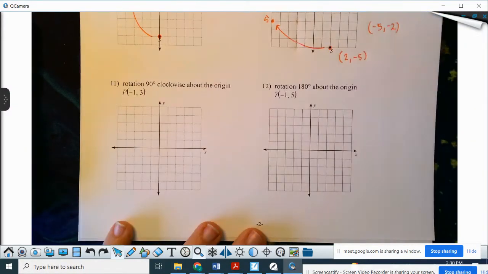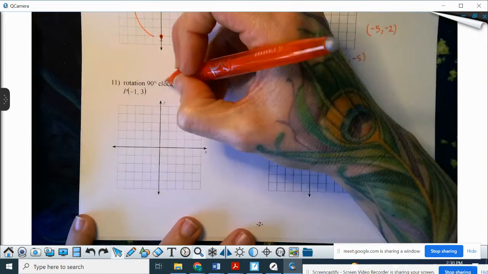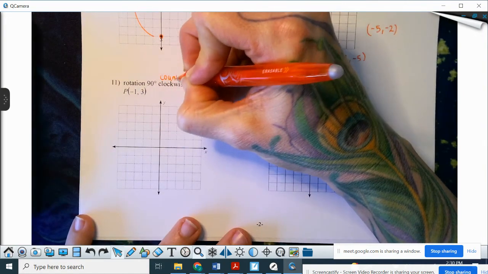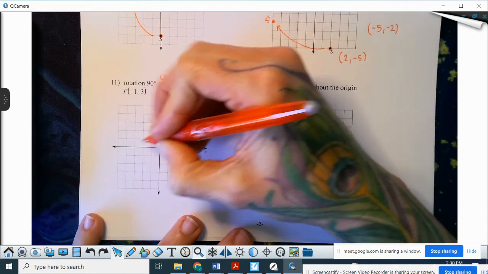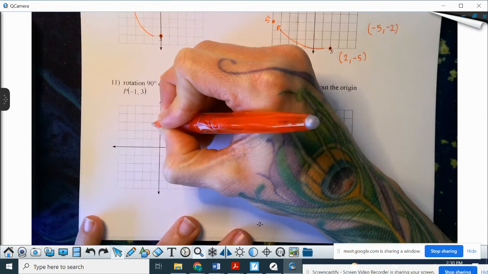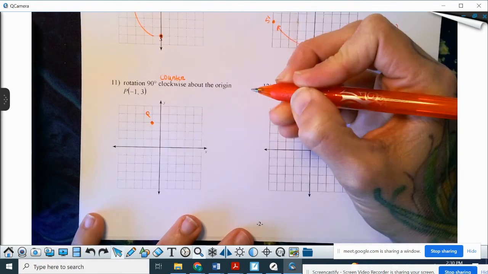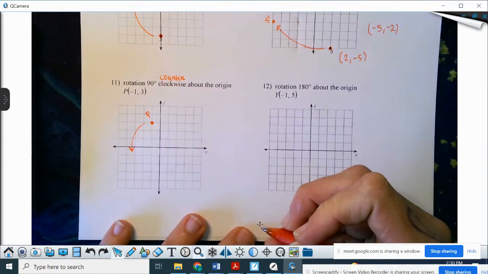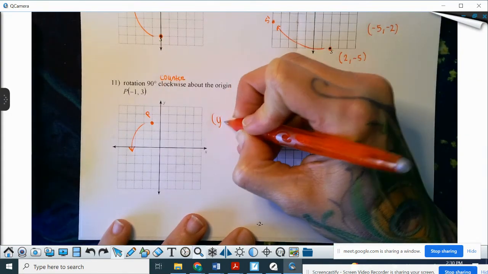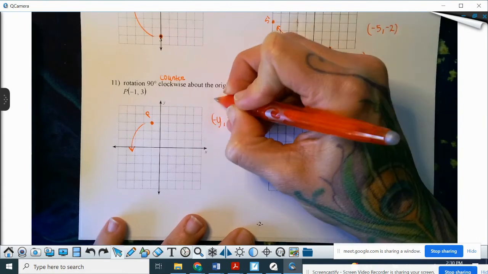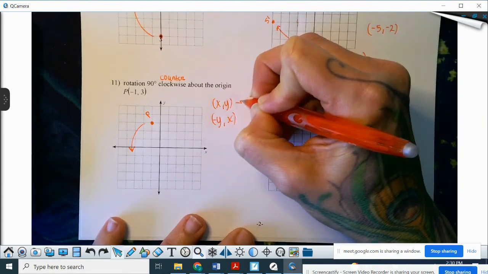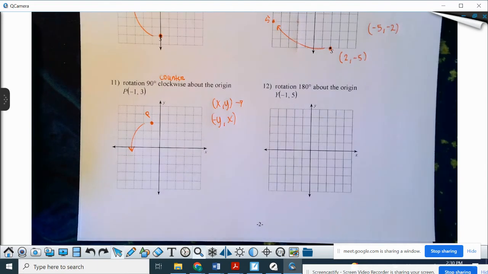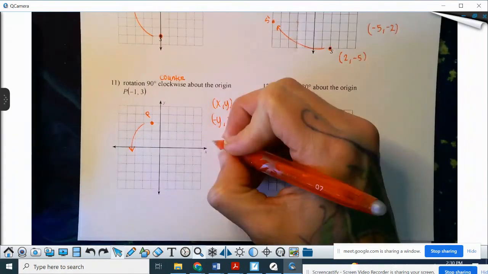They gave us all the same ones. Let's pretend like this is counter. So -1, +3 is P. Counterclockwise is the other way, so this way. And counterclockwise, you're going to flip them and make the y negative. So xy becomes yx, and y is opposite. So our P is a -1, 3.